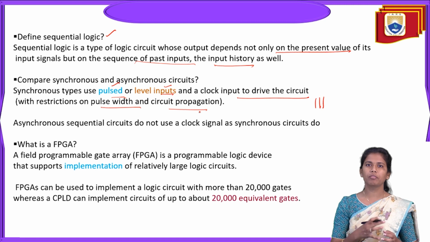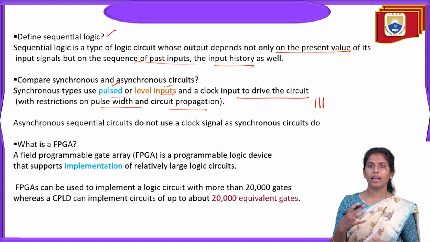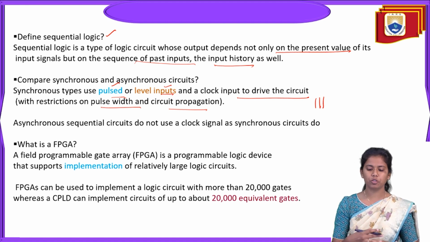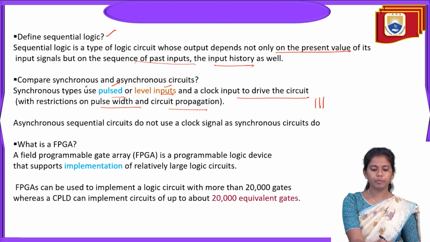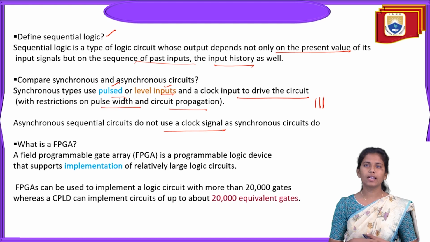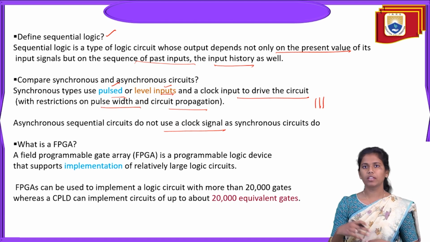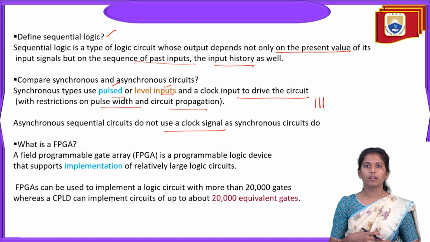So when you go with synchronous circuits, there are some restrictions to be followed, and those restrictions are with respect to the clock input or clock signals. That is the difference. Coming to the asynchronous circuit, it does not use clock signals, and so we call it asynchronous. Synchronous circuits consider the clock signals and go as per time, but asynchronous circuits do not use any clock signals.